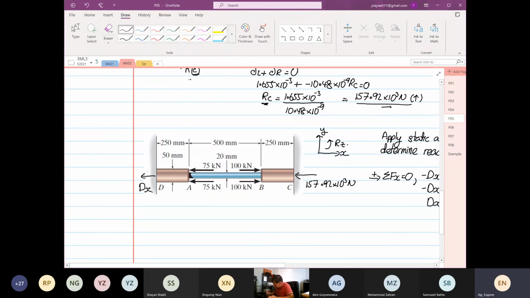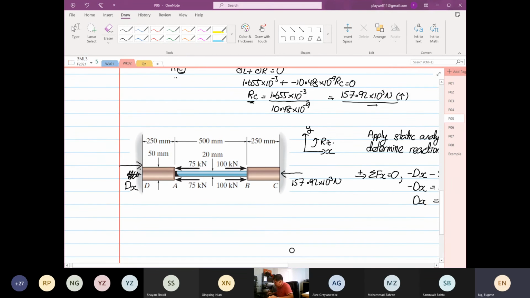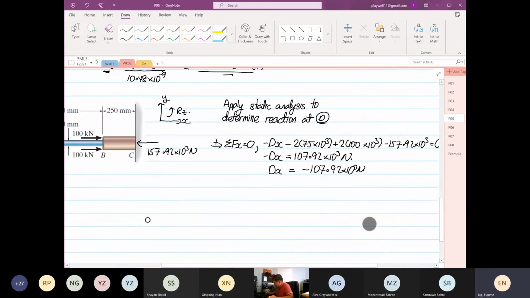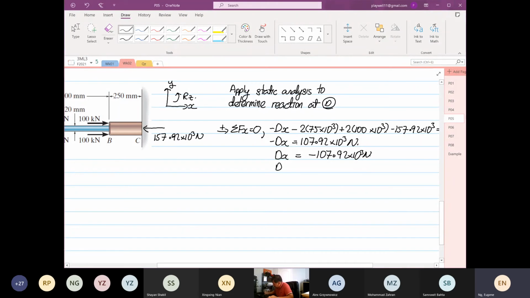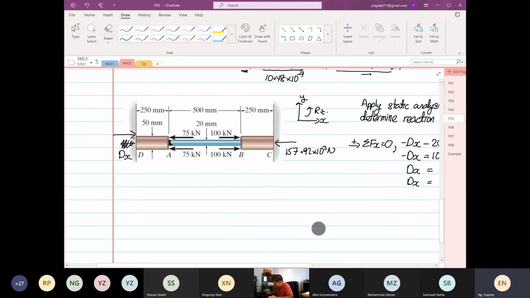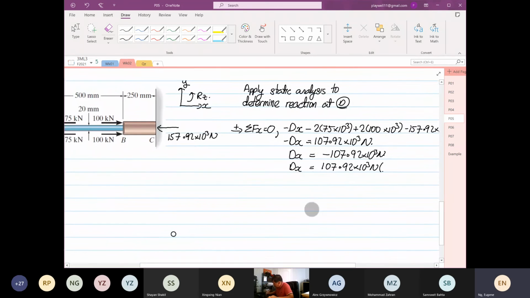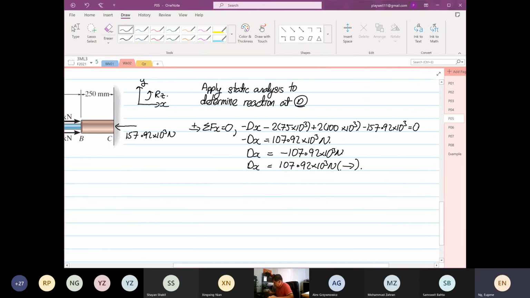When you do structure analysis and the direction is wrong, don't wipe it out. Just cancel and put this, the right direction. So dx is equal to 107.92, and this is the direction. If you want to clarify the direction, your answer can be dx equal to 107.92 times 10 to the power 3 Newton, and you write in the correct direction.